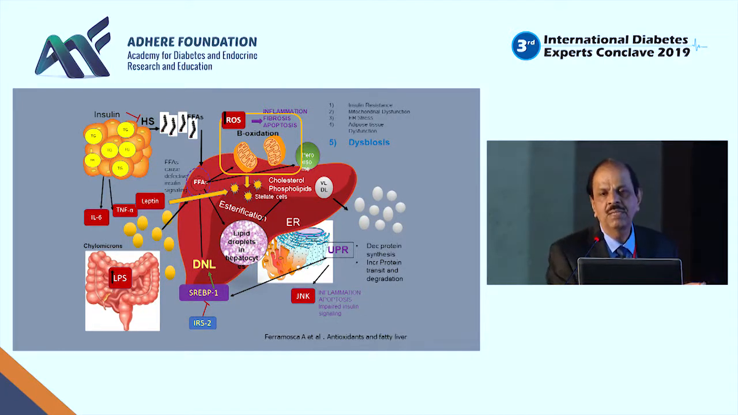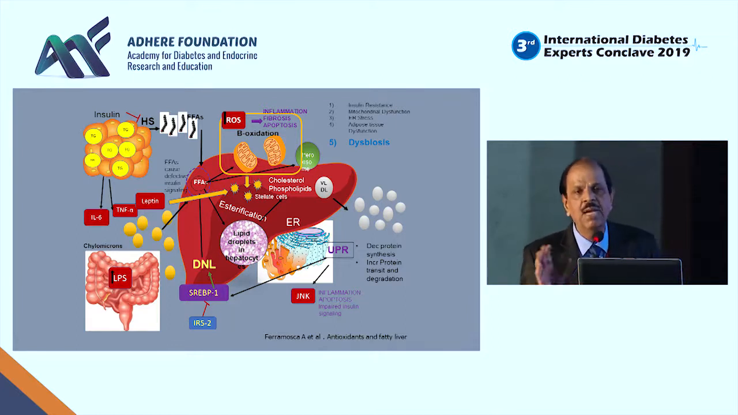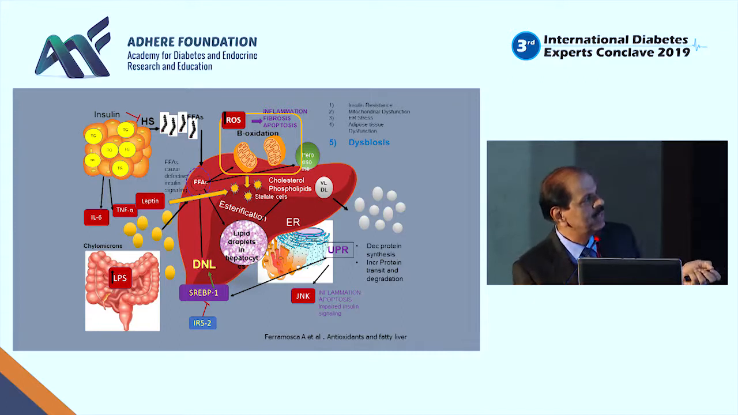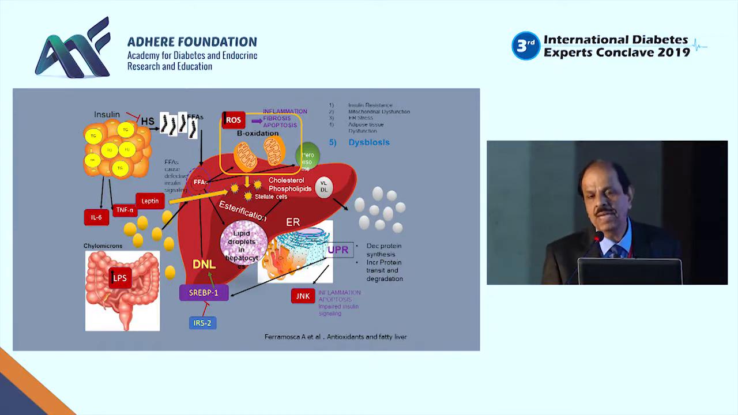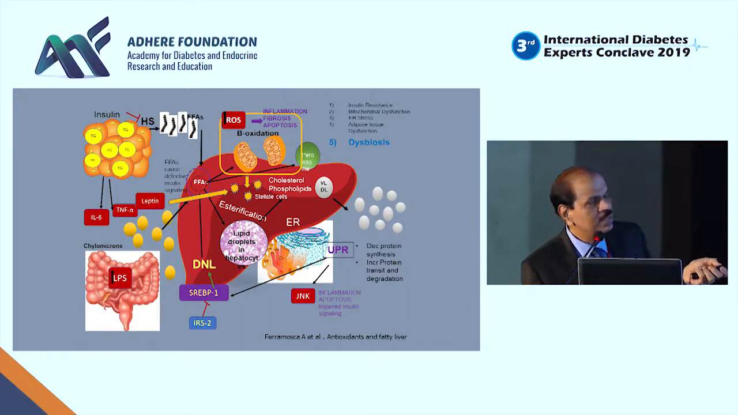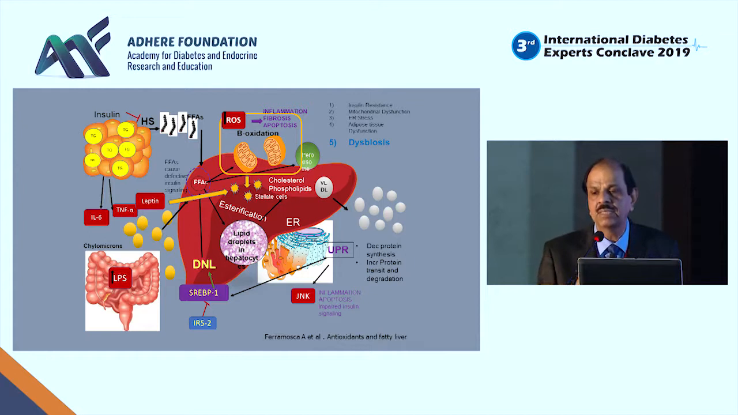And lastly is what is called dysbiosis. Patients with diabetes have an imbalance between gram-positive and gram-negative bacteria. And when this dysbiosis occurs in the microbiome, which stays inside the colon, you'll be surprised that the colon contains bacteria weighing 1.5 kilograms. So much bacteria are located in the colon. And this is normally a well-balanced microbiome between gram-positive and gram-negative.